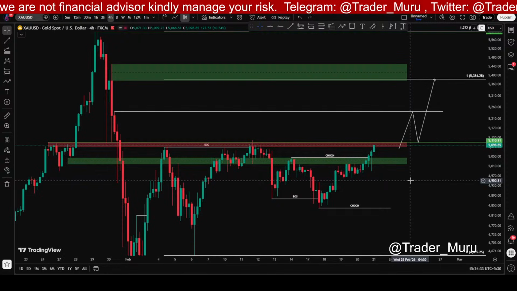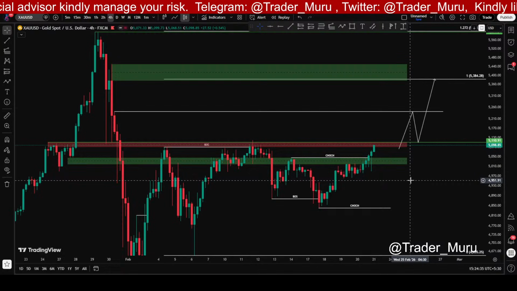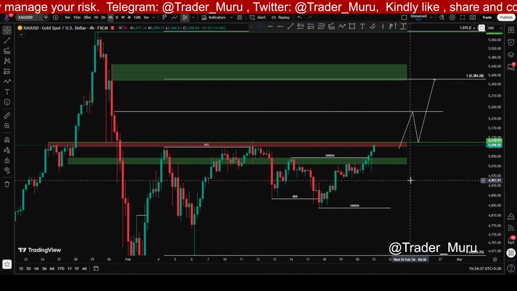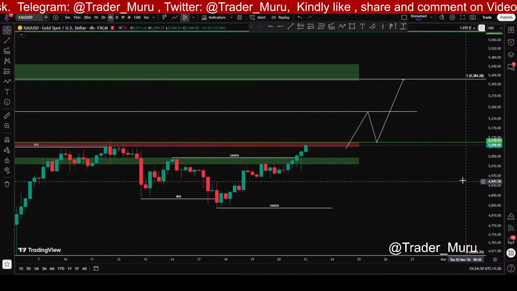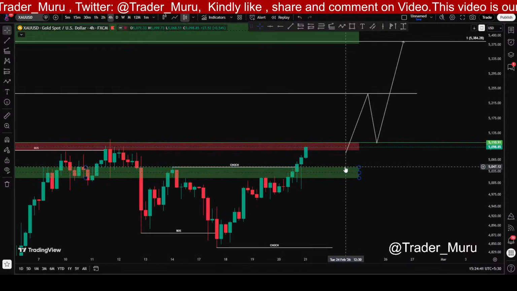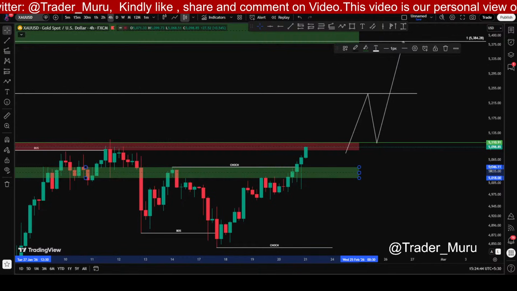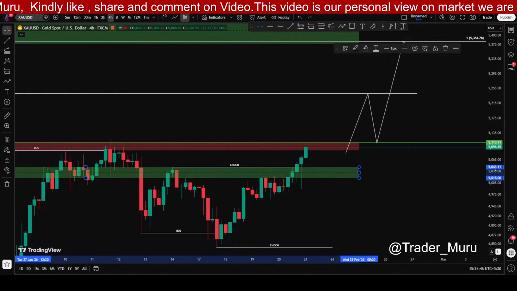I am planning on buying around 5070 to 5075. So the possibility here, I will be waiting for this 5050 to 5045 area.